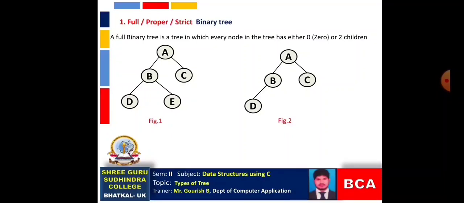What about D and E? See, these D, E and C are leaf nodes. Leaf node means it is obviously having zero child, right? So this is the full, proper or strict binary tree.